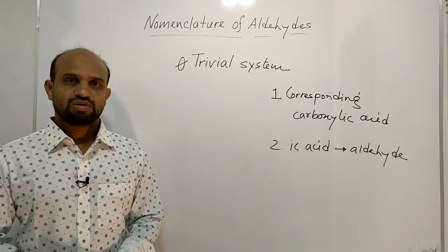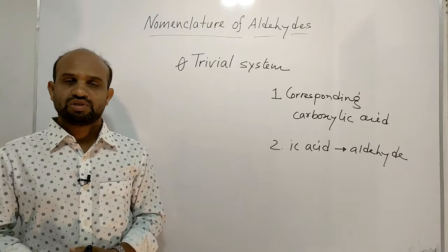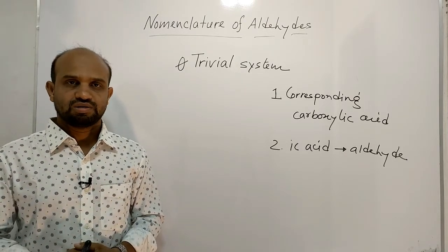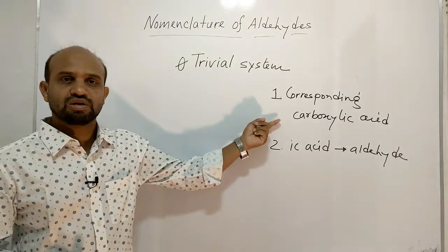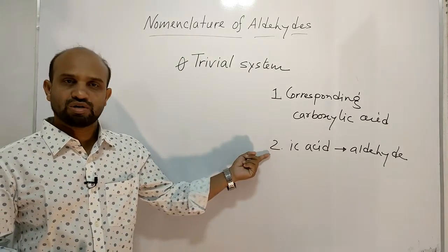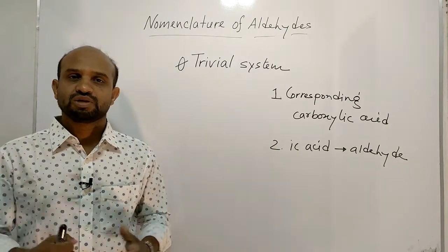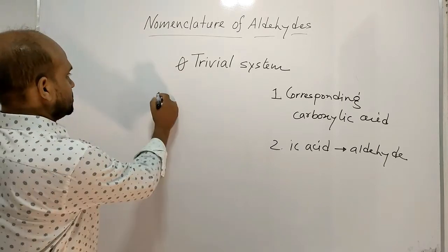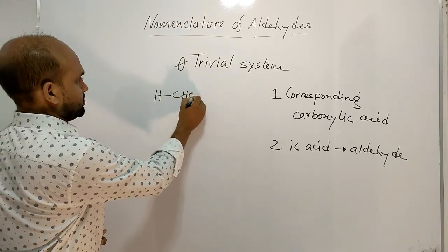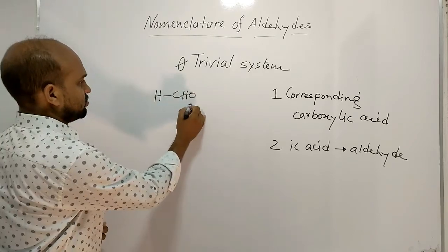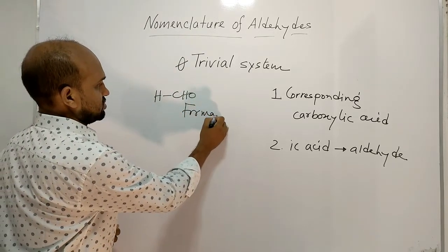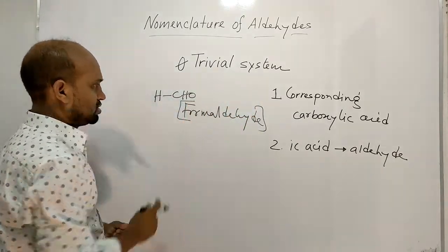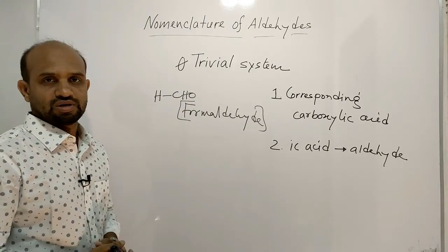The point is now trivial system to name the aldehydes. In this system only 2 points are to be kept in mind, that is corresponding carboxylic acid. Point number 2, ic acid will be replaced by aldehyde. Let's see some examples. Its name is formaldehyde. Now we will see how it is formaldehyde.